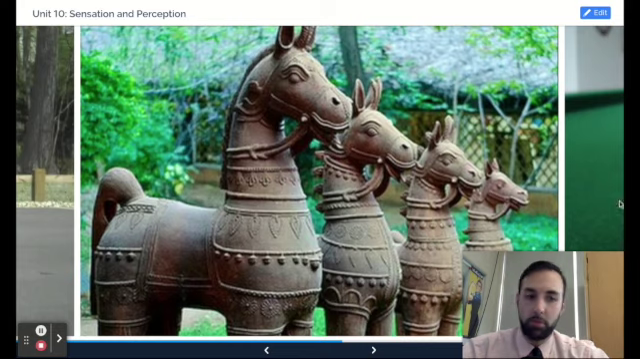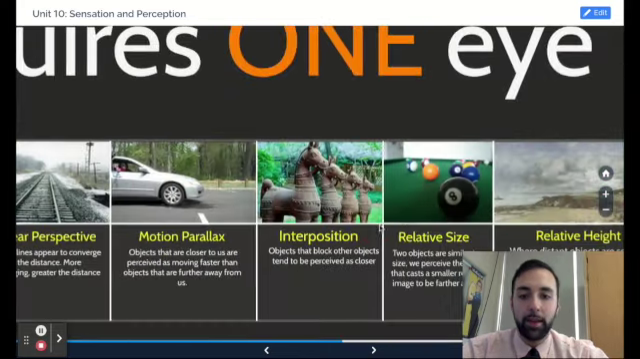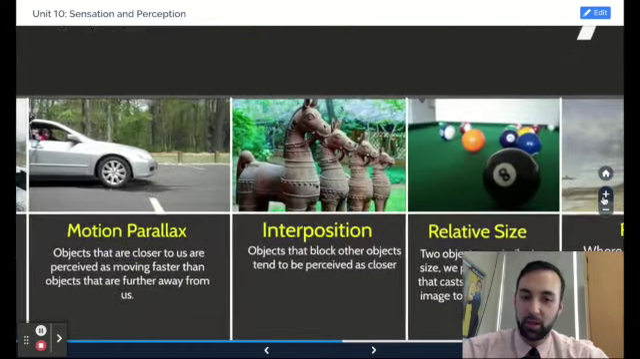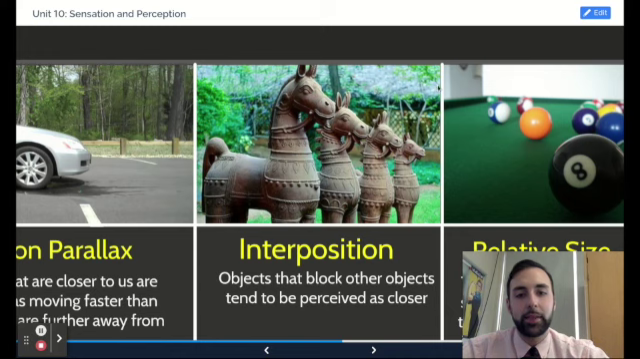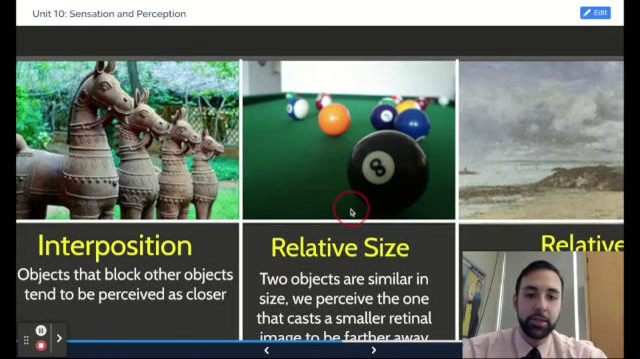Which of these looks closer? Well, it's the one all the way to the left. Why is it perceived as closer? Because it's overlapping another one. Now, yes, the size matters a little bit too, but even if these were all exactly the same size, the fact that we can see the full one on the left in its entirety and that it's blocking some portion of the others, like the back legs, for example, makes it so that we perceive the one furthest to the left as closer. Relative size is really simple.